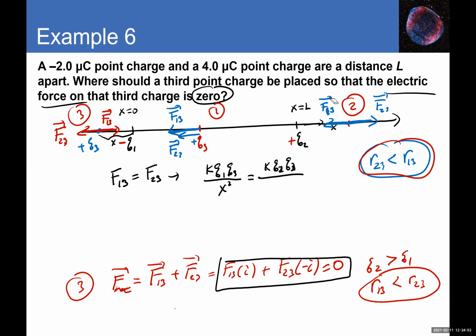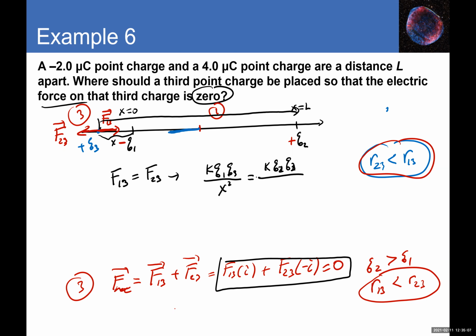Right, I don't need this anymore. So the separation between 1 and 3 is this distance here, which is L plus x squared. Okay. Now that means those two are equal to one another.